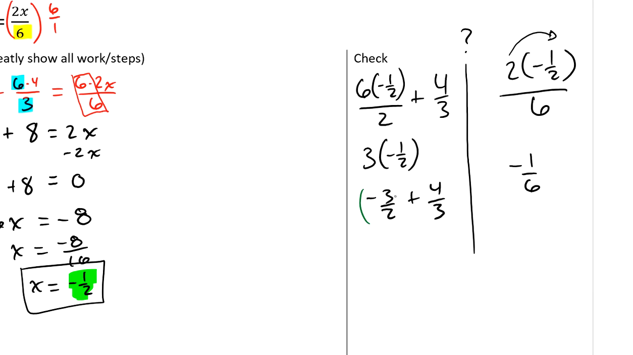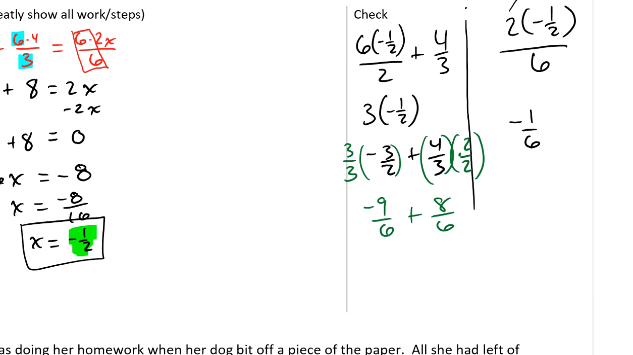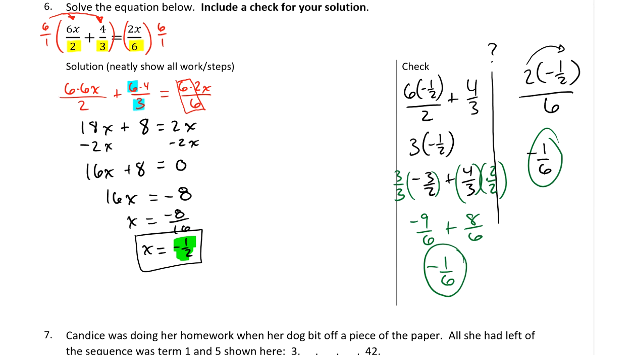I'm going to multiply this first fraction by 3 over 3, and I'm going to multiply this second fraction by 2 over 2 to get common denominators. Let's see, negative 3 times negative 3 is negative 9 over 6 plus 8 over 6. And if I combine those, it is exactly negative 1/6. So I can see that, yes, indeed, when I plug that in, I do get negative 1/6 on both the left and the right hand side.